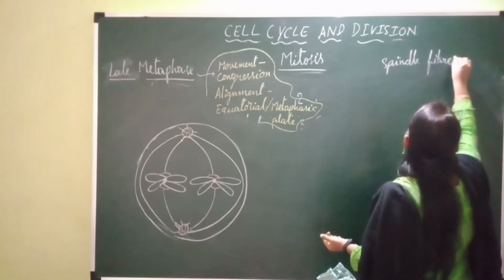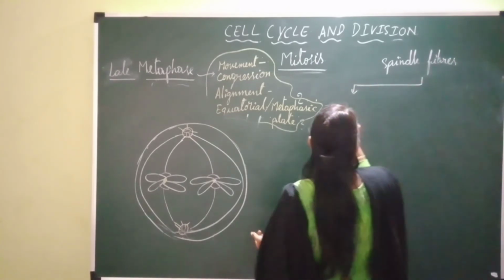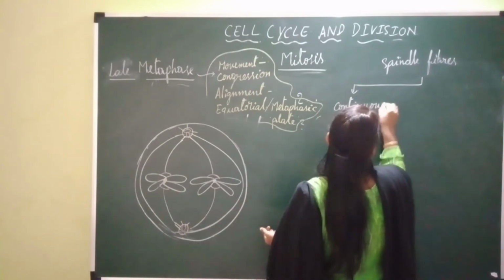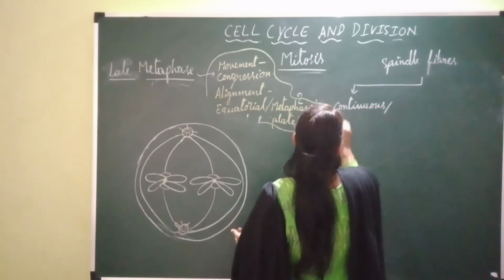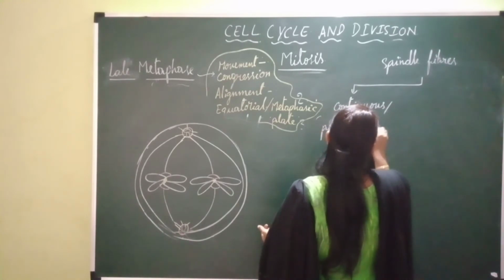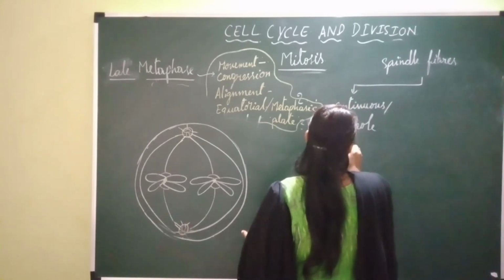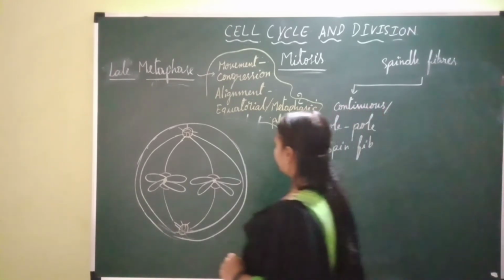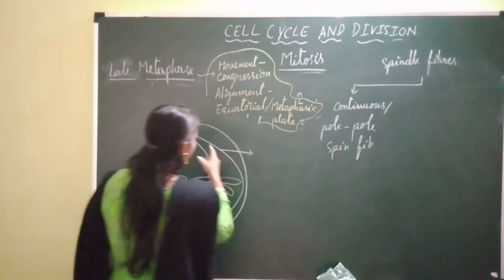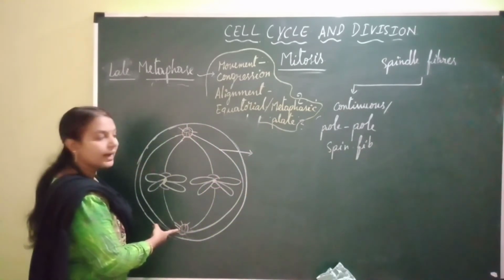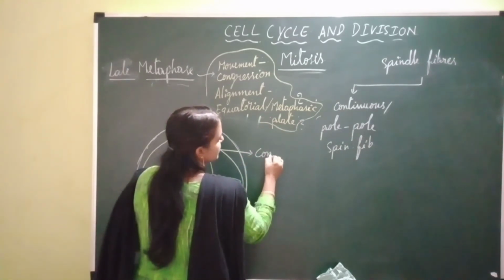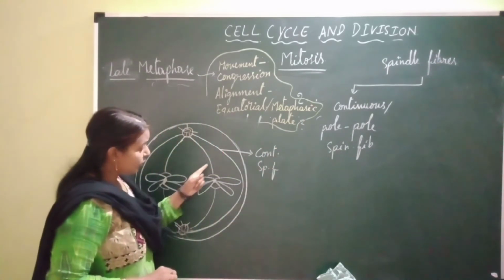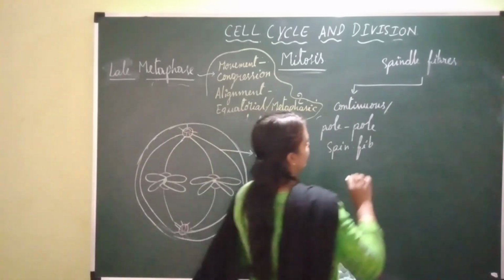There are 2 types of spindle fibers. They are continuous spindle fibers, also called pole-to-pole spindle fibers. What are these continuous spindle fibers? These are continuously running from one pole to the other pole. They are not attached with the chromosomes.